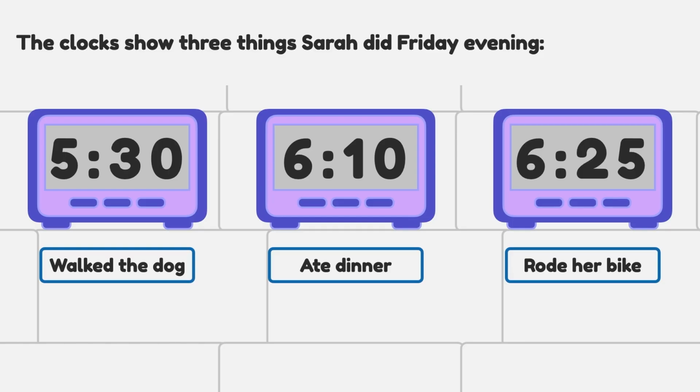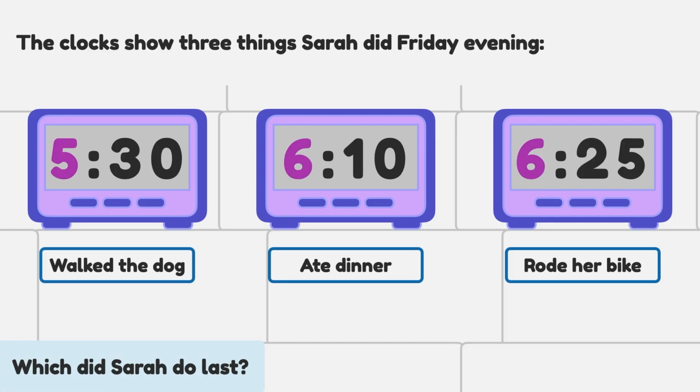Here's our last problem. The clocks show 3 things Sarah did Friday evening: walked the dog, ate dinner, and rode her bike. Which did Sarah do last? First, we need to look at the hours. We are looking for which happened last. Does 5 o'clock or 6 o'clock come later? Right, 6. So we know that it can't be 5:30.